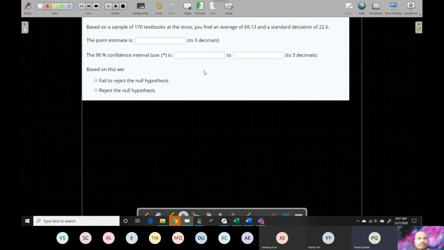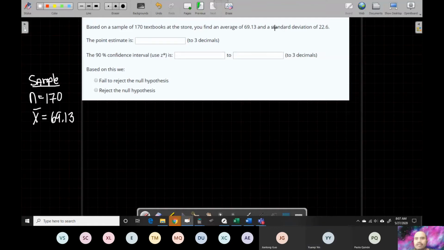Okay, let's read. Based on the sample of 170. So now they're talking about sample. Now we're going to do sample work. All right, sample of 170. That's a lot of samples. At the store, you find the average. So this is the average for that sample, 69.3. And this is the standard deviation for the sample, 22.6.